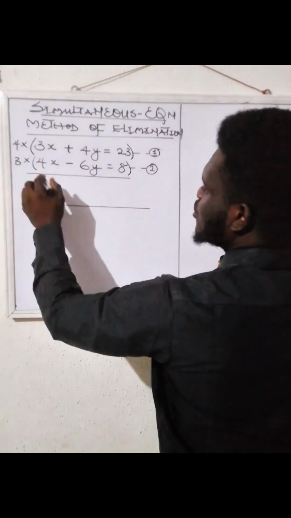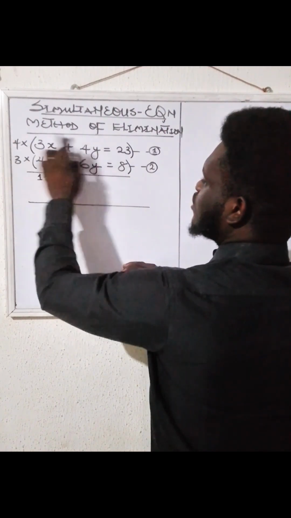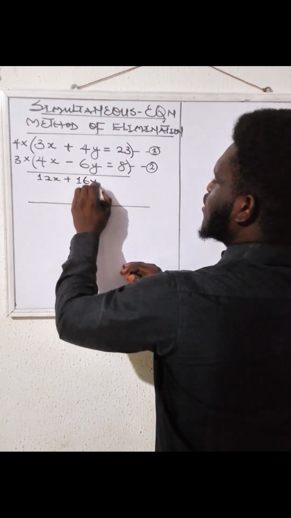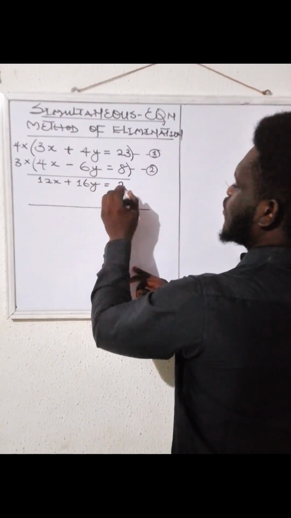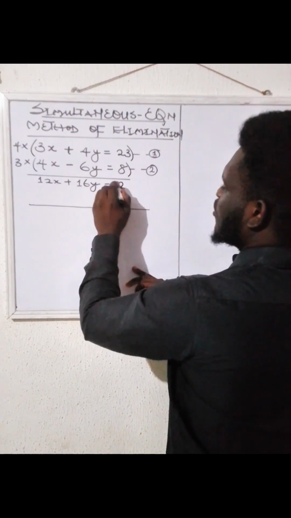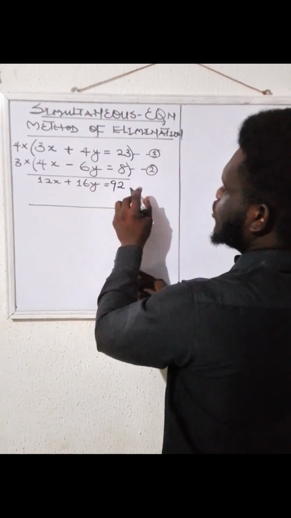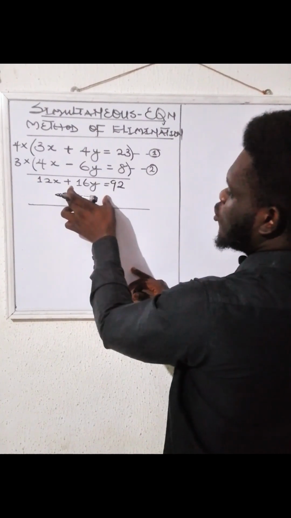So you have 4 times 3 here, you have 12x, then plus 4 times 4, you have 16y equals to, just say 4 times 3, you have 12. Put down 2, you carry 1, then 4 times 2, you have your 8, plus that one, you have 9, that's 92. So that will be equation 1 rewritten. So you have rewritten equation 1 like this to become this fashion.